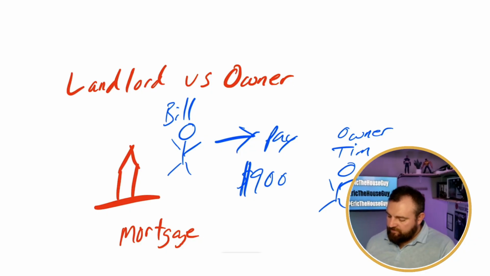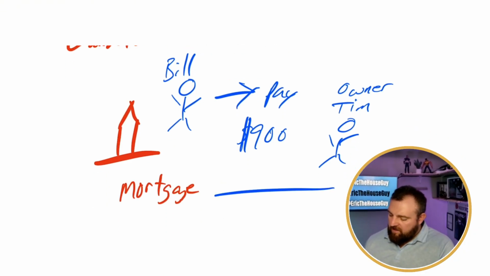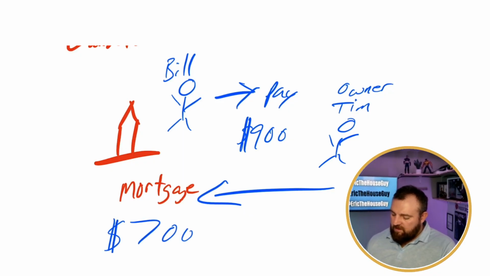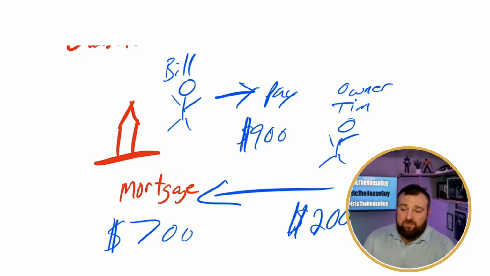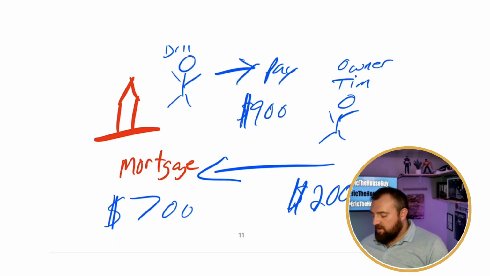And Tim could actually pay the mortgage, which is only $700. So 900 minus 700 is $200. Now you might be thinking, well, that's really good money. Well, there's also a lot of overhead. And these are questions that we need to ask.